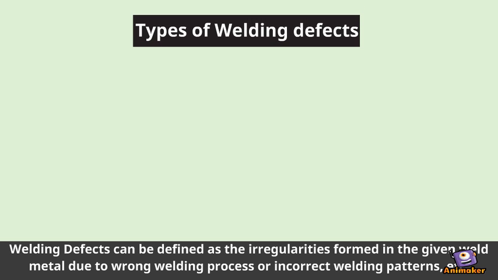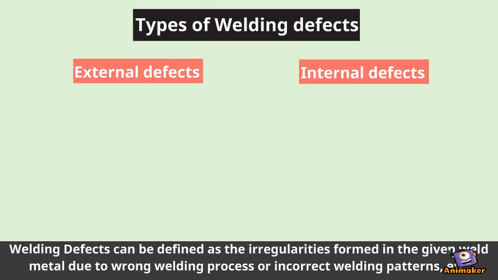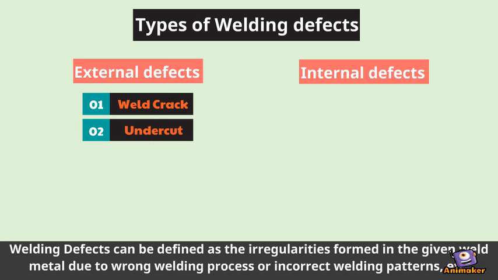Welding defects are classified into two types. They are external defects and internal defects. The different types of external defects are weld crack, undercut, spatter, porosity, overlap.